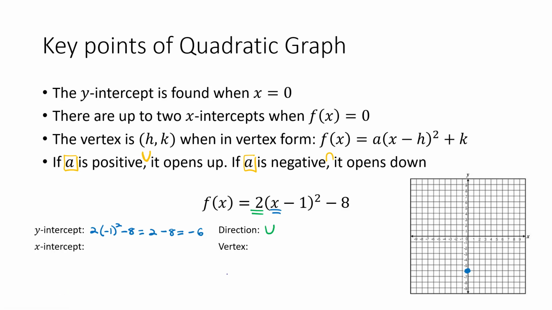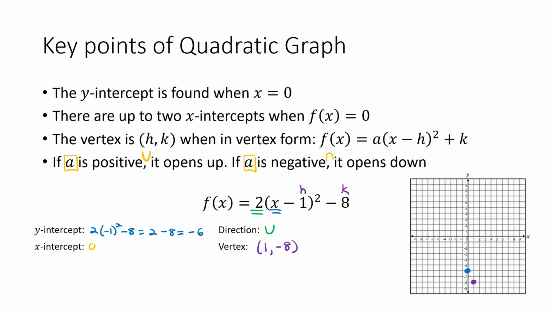The vertex. The vertex is at h comma k, and remember it's the opposite of h, so that's 1 comma negative 8. So we can put that on our graph, 1 comma negative 8 down here with the purple dot. That is our vertex. And then the only thing left is the x-intercepts.